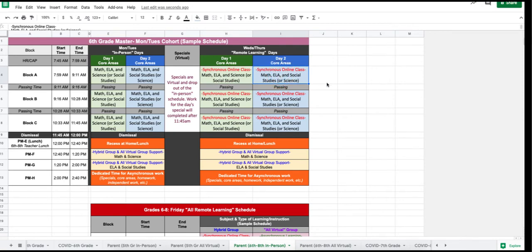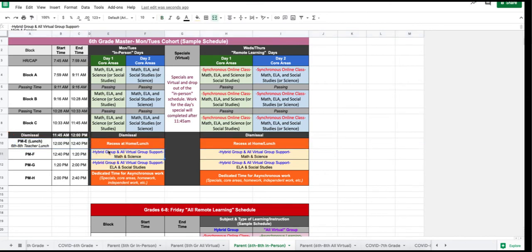Friday schedule, I will also have a live online class, but on Friday, instead of having just 4 periods in a day, we're putting 8 periods in a day. And I'll show you that in a second. Once the school day ends at 11:45, those students will go home. They'll have recess and lunch at home.